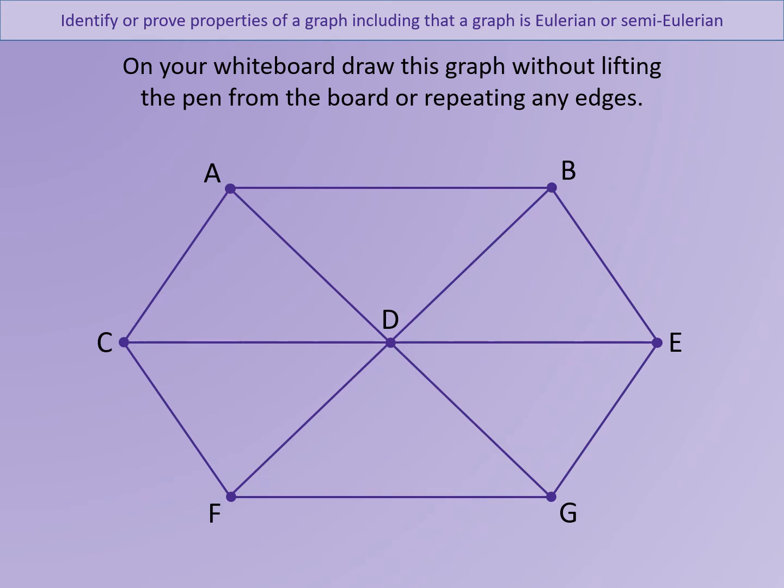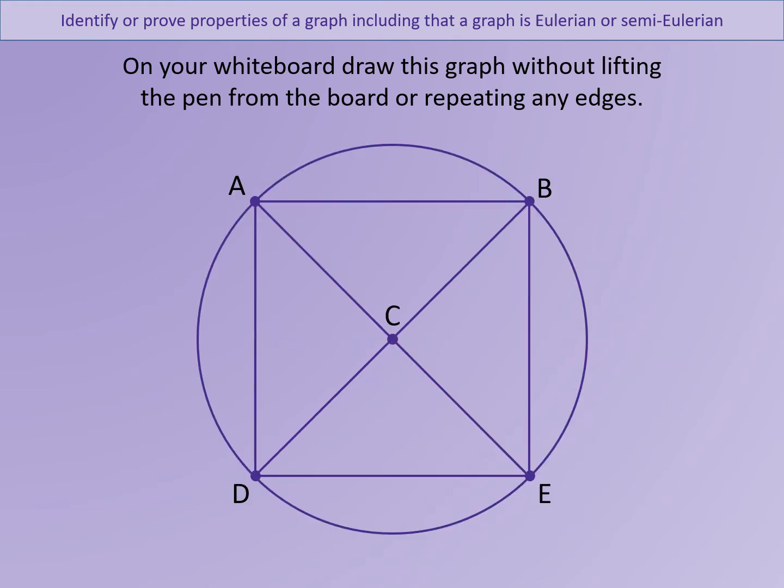Pause the slide again and try to do it with this graph here. Now it turns out with this one here, it doesn't matter where you start or where you end, it's not possible to complete it without either repeating an edge or lifting your pen from the paper. We're going to look at why this is. Finally, try this one. And again with this graph, this is not possible.